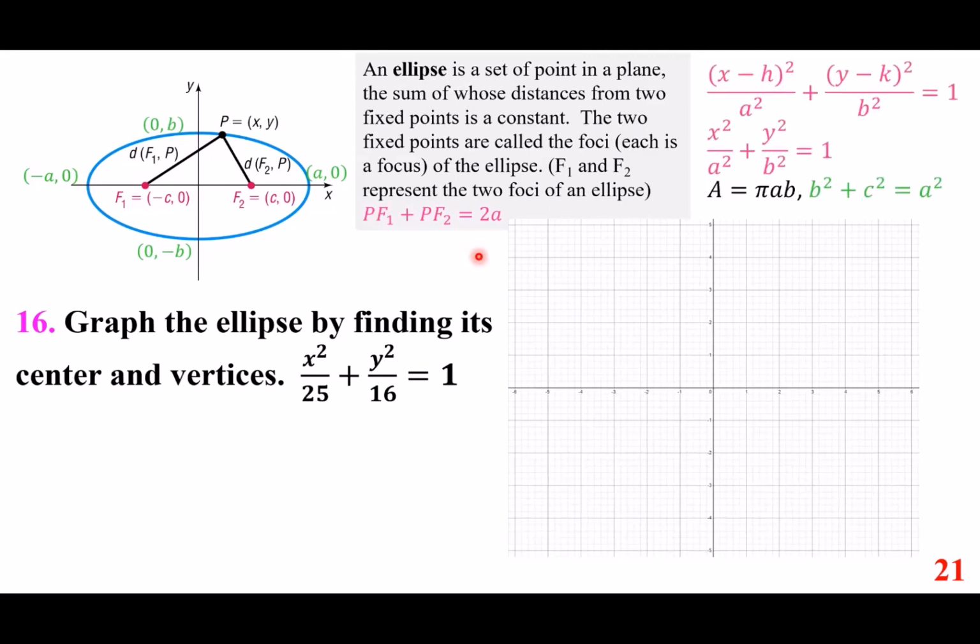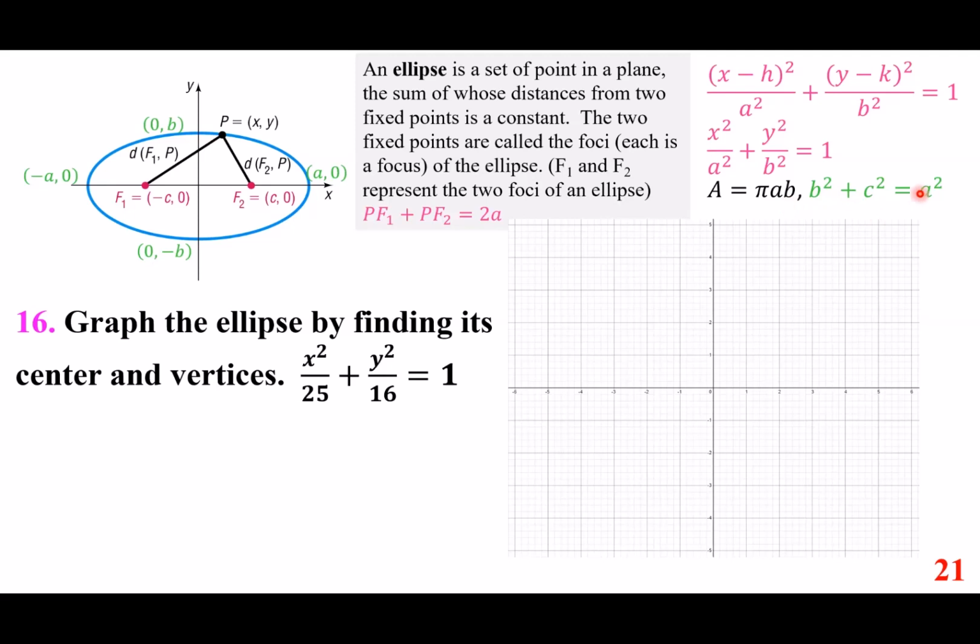Also, the general form, when it's centered at 0, 0, we have x squared over a squared plus y squared over b squared equals 1. When it's centered at h and k, x minus h quantity squared over a squared plus y minus k quantity squared over b squared equals 1. And bear in mind that a circle is a special case of an ellipse. So the area is pi AB because if A equals B, we have a circle, and it becomes pi r squared.